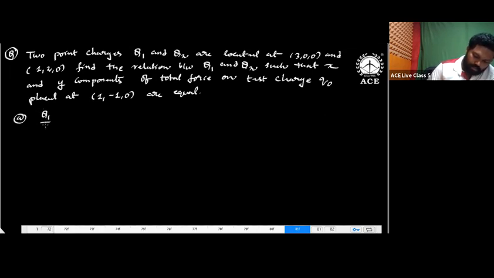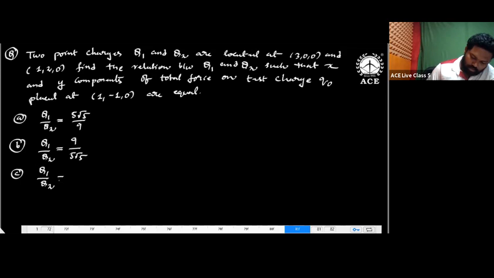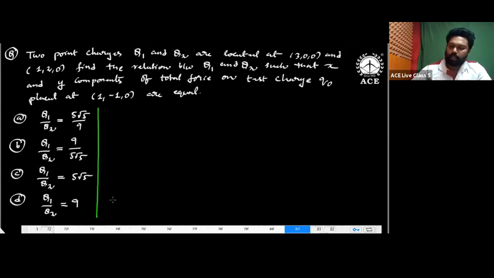Options are given. Option A, Q1 by Q2 is equal to 5 root 5 by 9. Option B, Q1 by Q2 is equal to 9 by 5 root 5. Option C, Q1 by Q2 is equal to 5 root 5. Option D, Q1 by Q2 is equal to 9. Yes, beta. We'll solve this question after the break. We'll take a 20 minutes break.